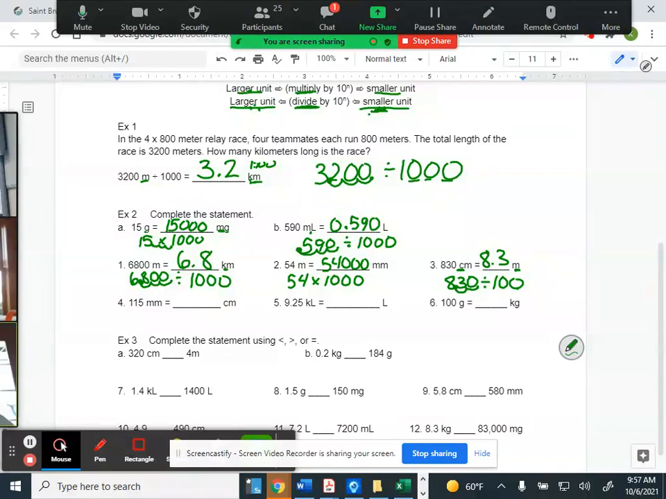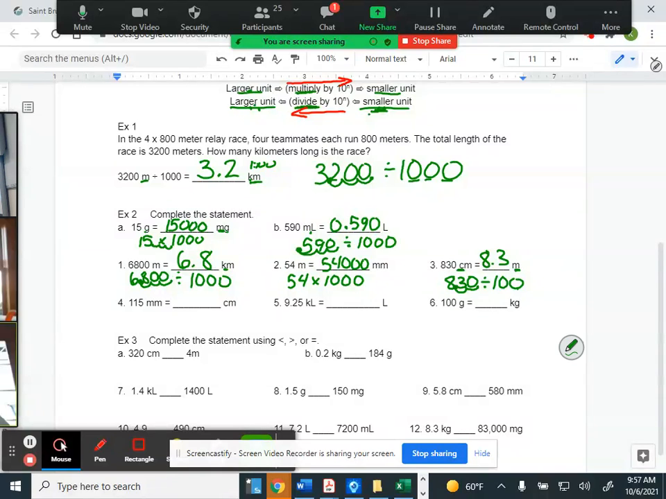So you always want to look at what number you're dividing or multiplying by, how many zeros there are. That's how many decimal places you move. Keep in mind, if you are moving your decimal to the left when you're dividing, move your decimal point to the right when you're multiplying.